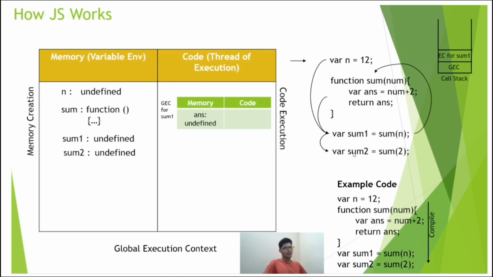In the next case, sum2 is called with the value 2. Again an execution context is created for sum2 and pushed onto the call stack. This will be calculated again: 2 plus 2, 4. Now 4 is returned to sum2.